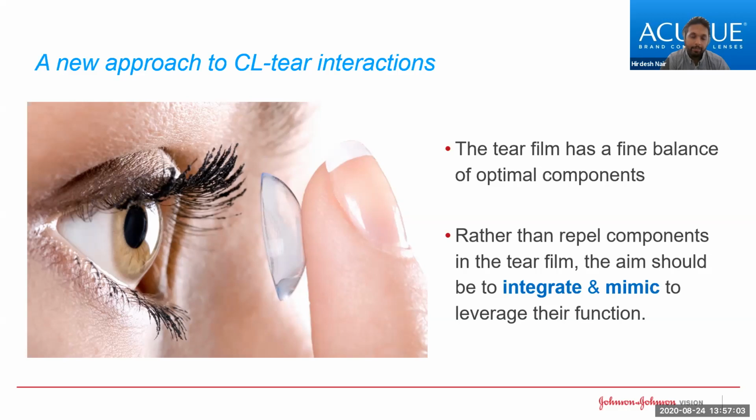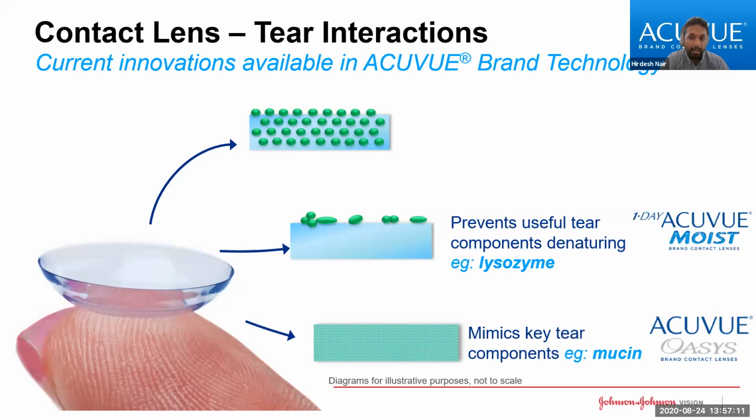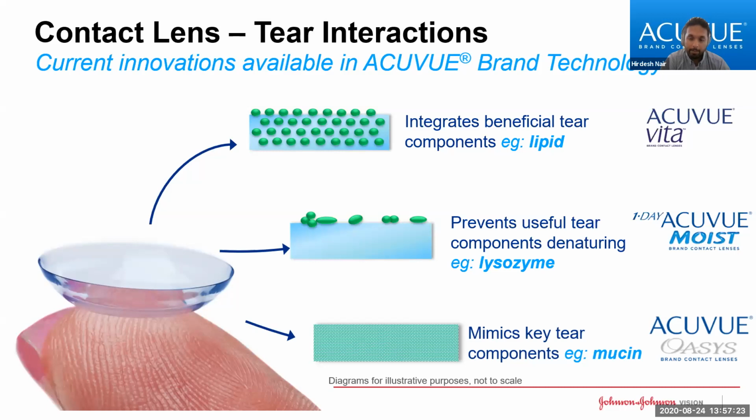So hopefully on the next slide that's coming up, we have shown you that with the Oasis type material, we have PVP. That's also true of Vita. It does have PVP as well, and that helps with the hydration conversation. With Moist, it's very specific for lysozyme, and lysozyme, remembering that it is something that helps to keep the eyes clean, bactericidal, and so it doesn't allow it to denature. It really works with it.